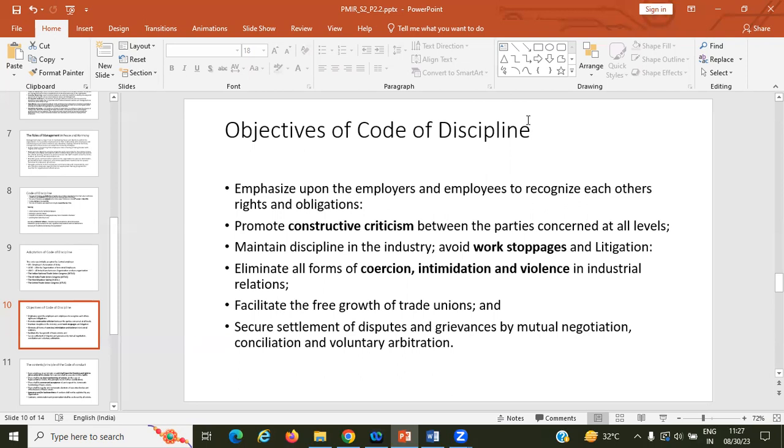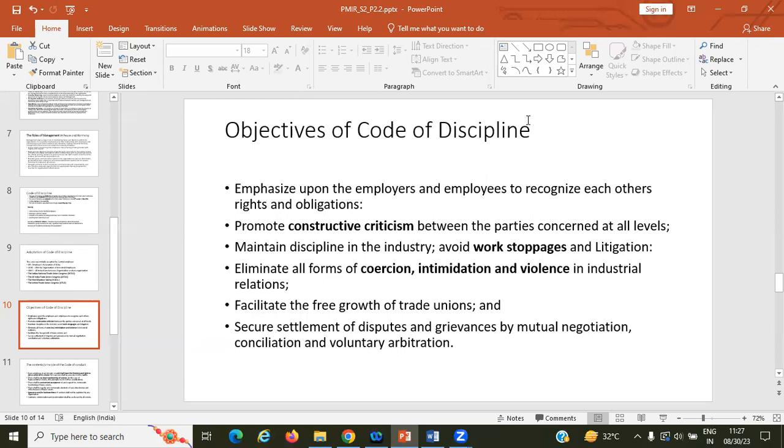Facilitate the free growth of trade unions. Each trade union is identified by the organization. The discipline itself identifies the trade union. So the growth of a trade union, or its recognition, comes from the discipline. If you don't have any discipline, people will not join, and you will not have a proper organization, a proper union. Secure settlement of disputes and grievances by mutual negotiation, conciliation, and voluntary arbitration.